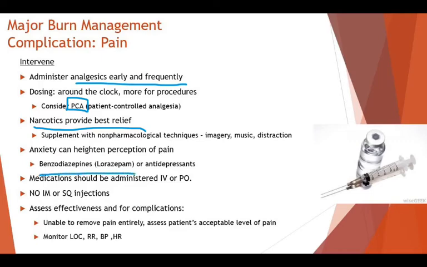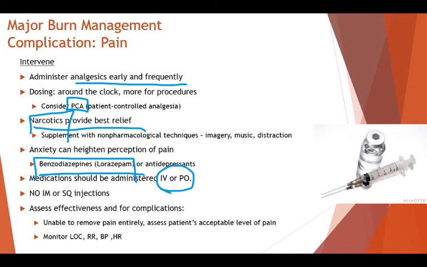A good technique is potentiating your narcotics with your benzodiazepines. If you give them an anti-anxiety medication along with narcotics, they potentiate each other. You can lower the doses of both kinds. So that works out pretty well. Maybe a morphine PCA with a PRN Ativan. Medicine should be administered IV or PO, no IMs, no sub-Qs.